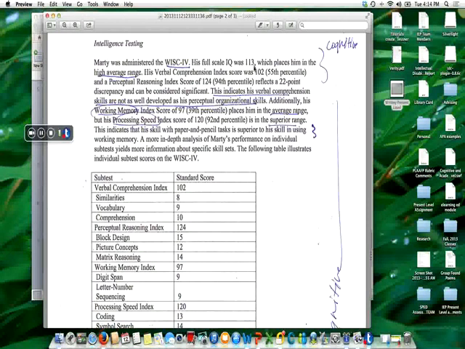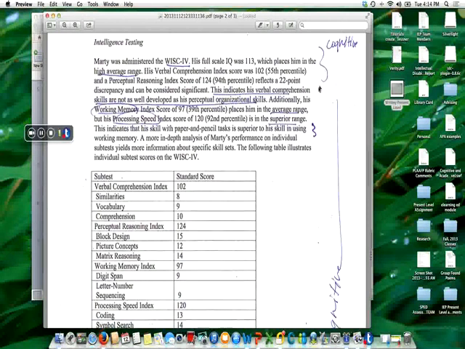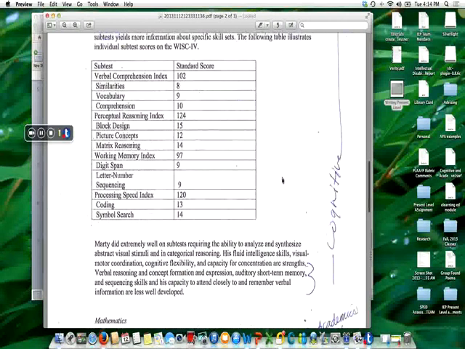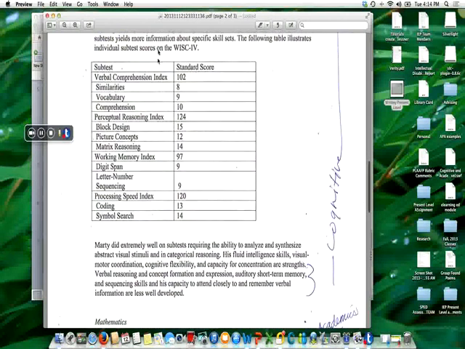This is actually the intelligence testing. So you can see the WISC-4. Remember, we're not going to put in the actual IQ score, but all this information does go in the cognitive. This would be an important part to say that his verbal comprehension skills are not as well developed. A lot of times what our school psychologist also did is she would say what that means, what that might look like in the classroom.